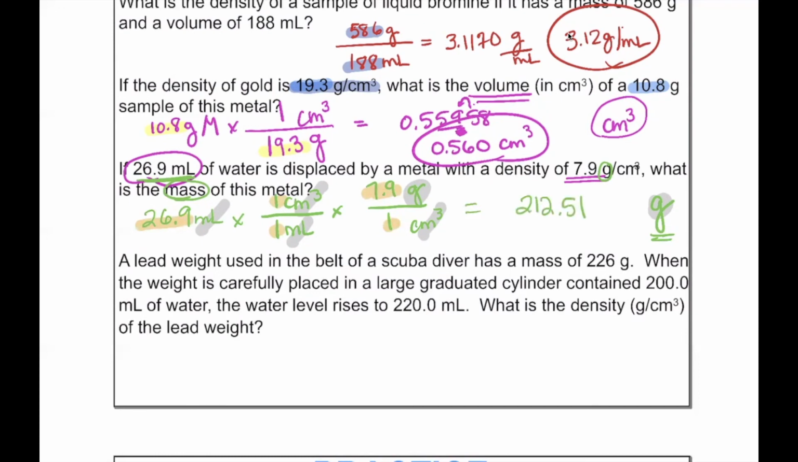And so that answer is 212.51 grams. Now, if we go back and look at significant figures, we have 3 in this number and we have 2 in this number. And so we're going to need to report our final answer in 2 significant figures. And so we're going to round, and this is going to be 210 grams. And that's my final answer.